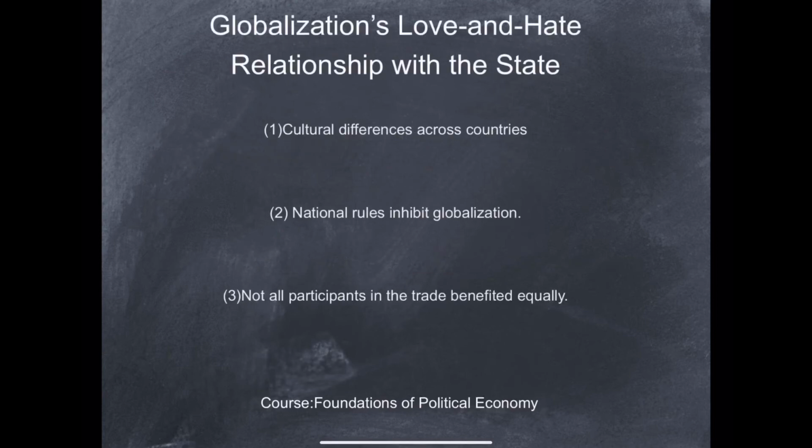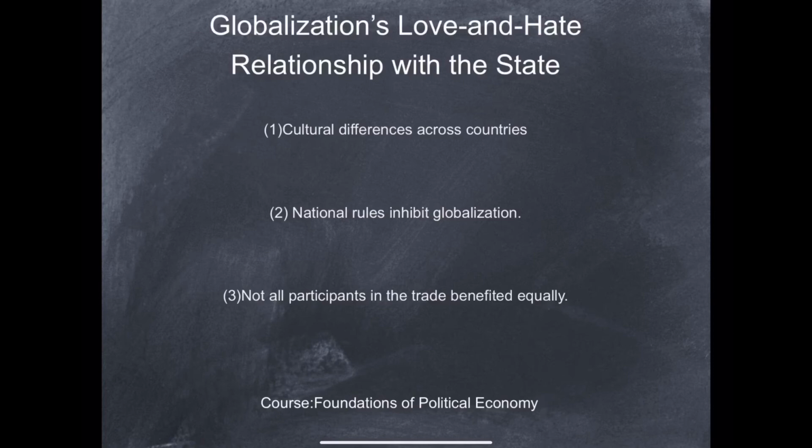Globalization's love and hate relationship with the state. There is a huge difference between international trade and domestic economic transactions. If you and I are citizens of the same country, we operate under the same set of legal rules and benefit from public goods provided by the government. But if we are citizens of different countries, none of this is necessarily true.